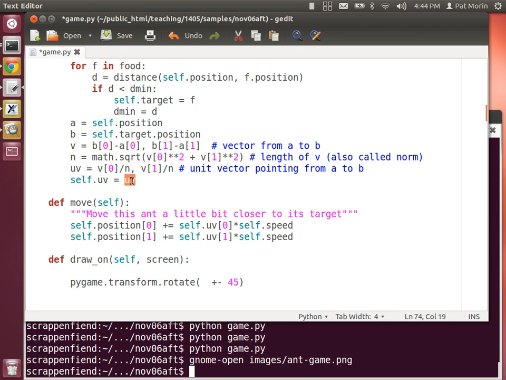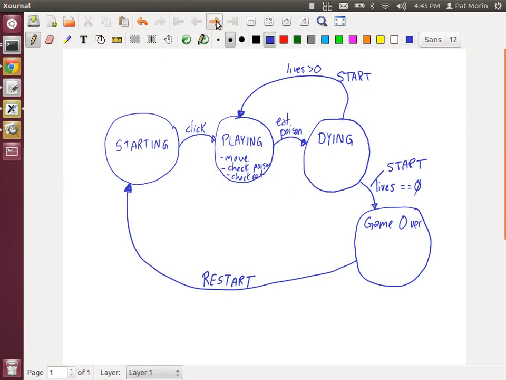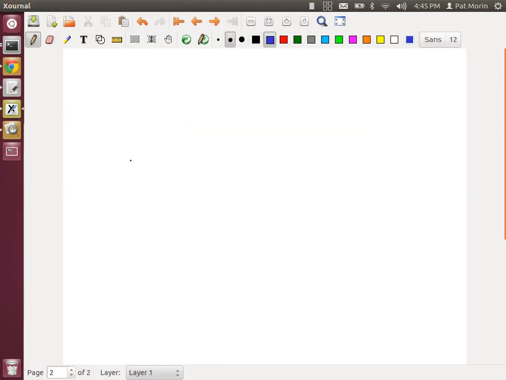Well, so rotations take some kind of angle as an argument, right? And what do we have? We have a unit vector, yeah? They take a rectangle, so the thing that we'll be rotating will be self.image, and then some angle that I don't know yet, plus or minus 45 degrees. So we need to get an angle out of this. And what do we have? Well, we have a unit vector, this vector uv.